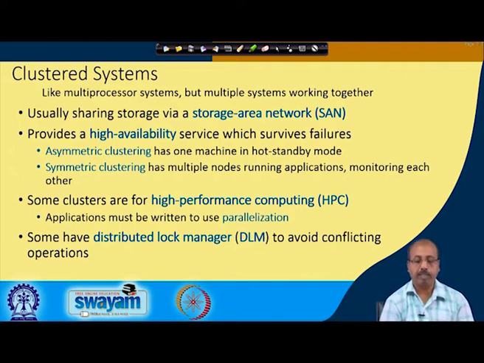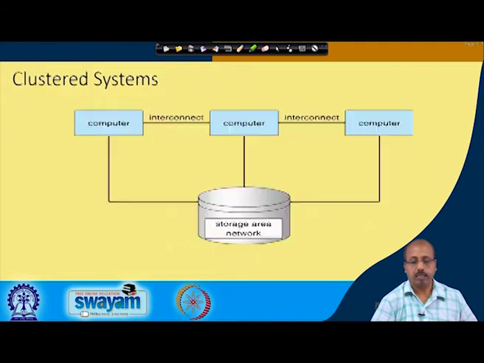And some have a distributed lock manager, or DLM, to avoid conflicting operations, like two or more processors trying to modify the same data item. So we have to have some locking facility. This is particularly true in a banking system. Whenever one account is being modified by a transaction, no other transaction should be allowed to modify that account. There has to be an explicit lock put into the system, and that lock will stop the second transaction from accessing the account while the first transaction is doing it.